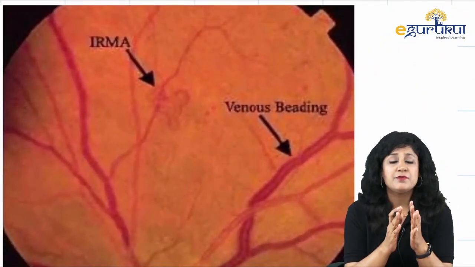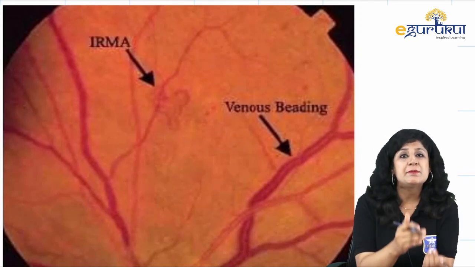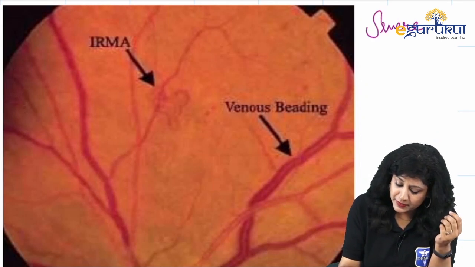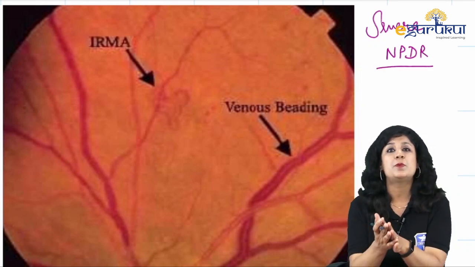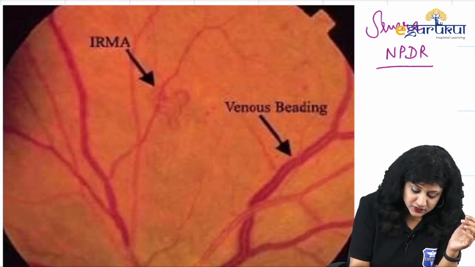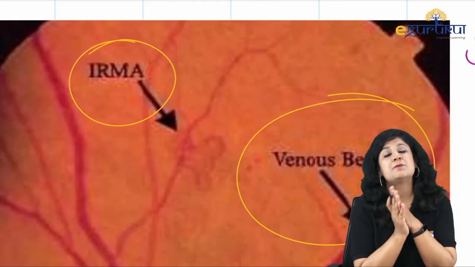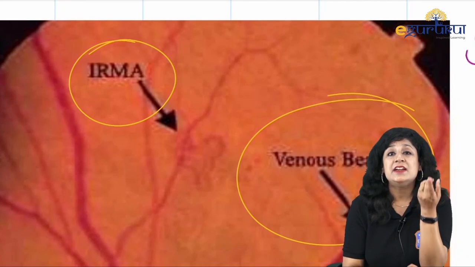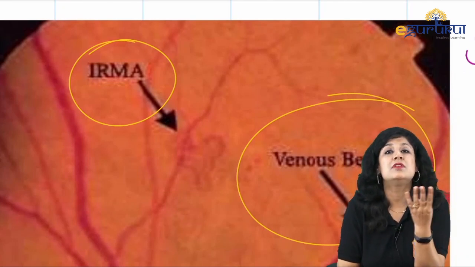Till we have the PDR, there are certain more changes that can take place in NPDR that will make it severe NPDR. So how will we come to know that this NPDR is going into severity and very soon it can go into PDR? These are the changes which are IRMA and the venous beading. IRMA, intraretinal microvascular abnormalities. Intraretinal means inside the retina, micro means small, vascular abnormalities.